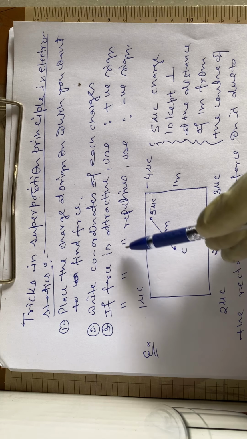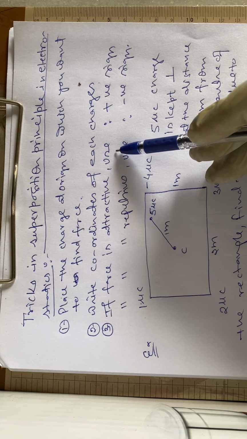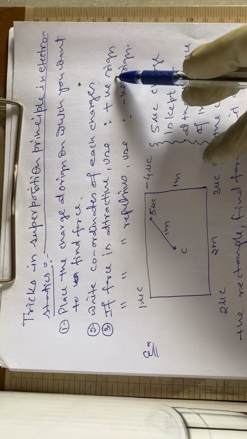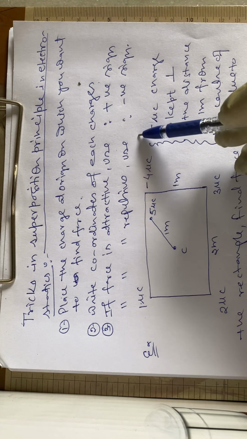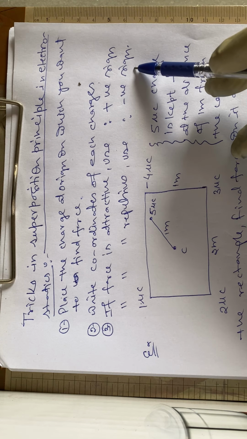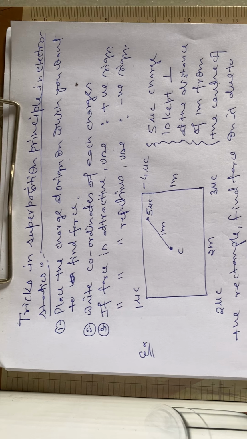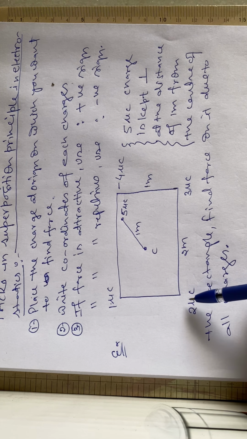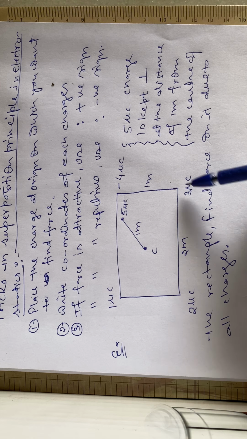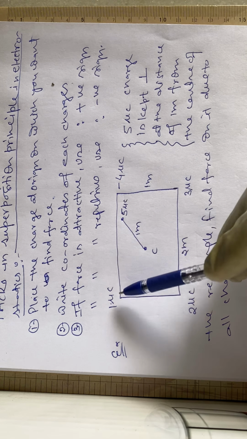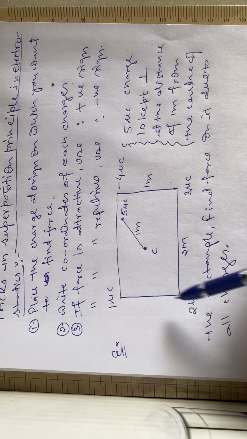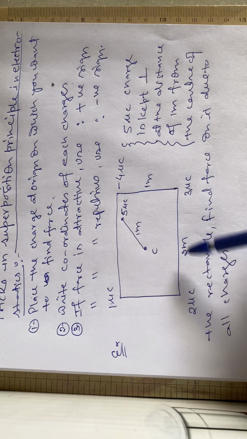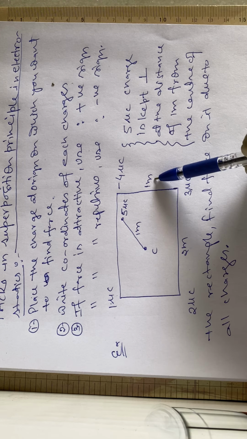Third, if the force is attractive, use a positive sign. If the force is repulsive, use a negative sign. See, take an example. Suppose there are 4 charges given, 2 microcoulomb, 3 microcoulomb, minus 4 microcoulomb and 1 microcoulomb, at the corners of a rectangle of size 2 meter by 1 meter.